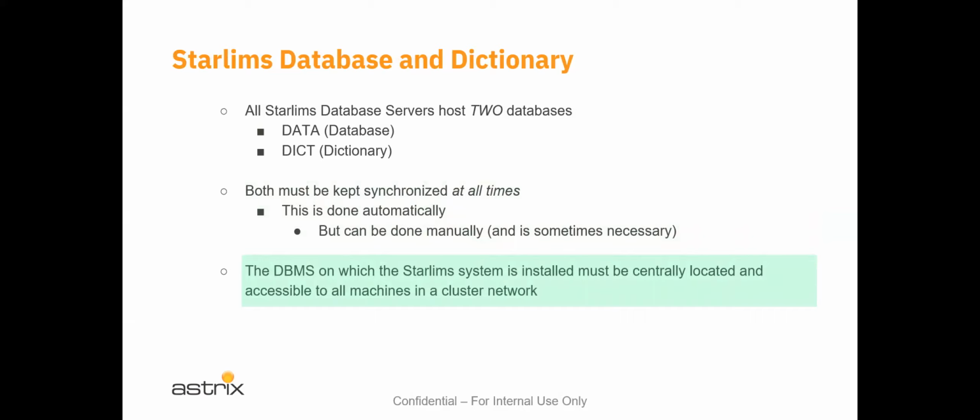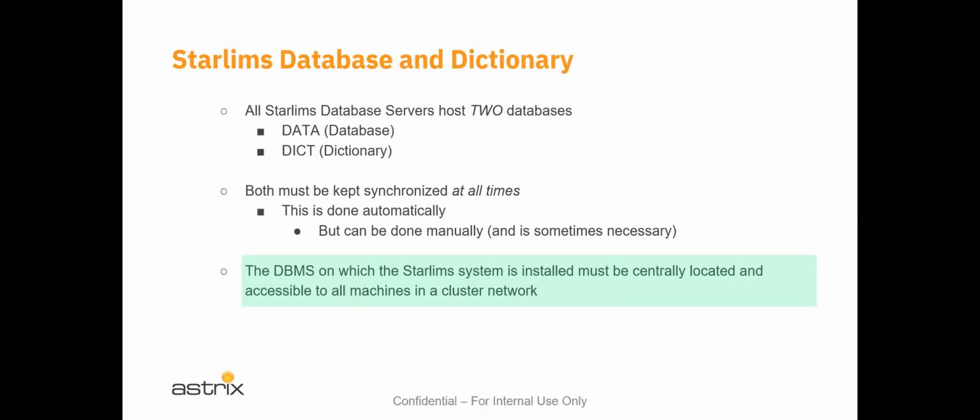So the database management system on which the STARLIMS system is installed must be centrally located and accessible to all the machines in a cluster network. So if you have multiple servers operating, for example, under a load balancer, and multiple users located in different buildings operating across routers, et cetera, all of that is handled by a database manager or a system administrator. Again, you'll probably not be working so much with that, but you have to know about it.